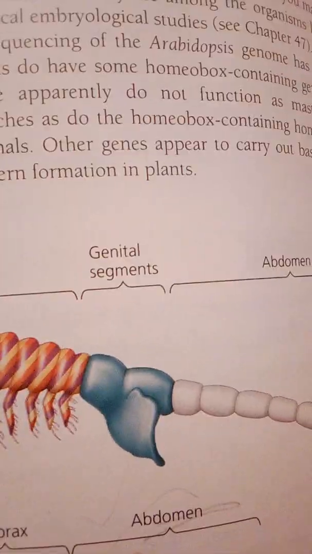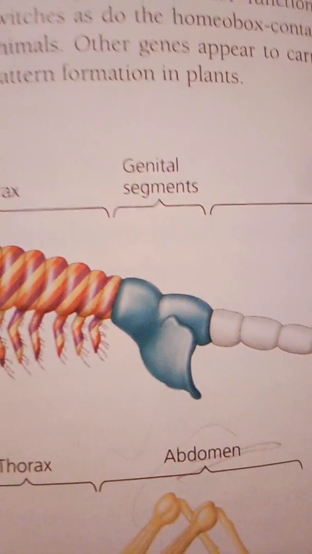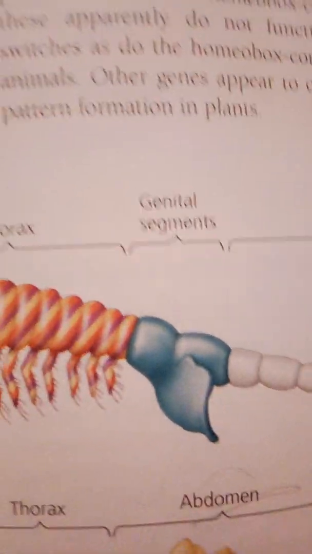Different combinations of homeobox genes are active in different parts of the embryo. This selective expression of regulatory genes varying over time and space is central to pattern formation.